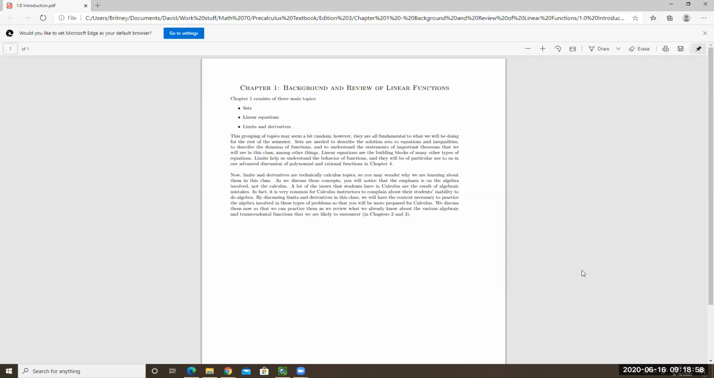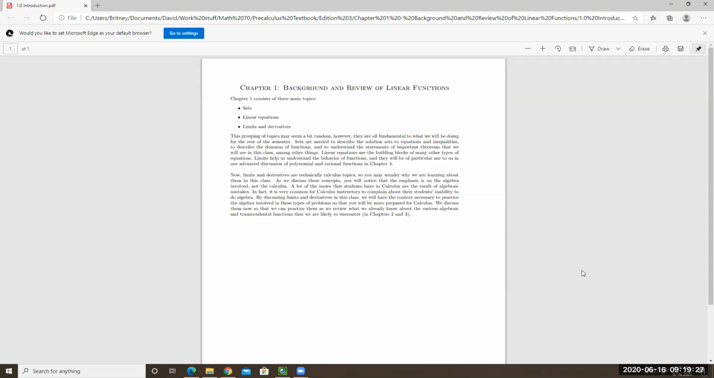So we're going to spend a few sections talking about sets. And then we're going to review linear equations. At the same time, we'll talk a little bit about functions and make sure that we're all on the same page in terms of how function notation works. Linear equations are the building blocks for all of the other kinds of equations that we solve, so it's important that we have a solid understanding of those. And then we'll finish the chapter by talking about limits and derivatives.